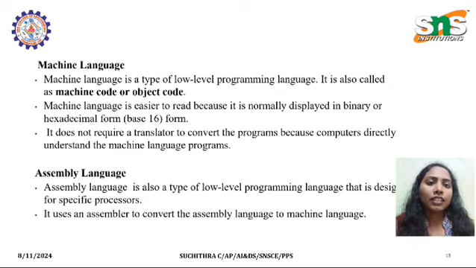Machine language is a type of low level programming language. It is also called machine code or object code. Machine language is normally displayed in a binary or hexadecimal form. It does not require a translator to convert the program because the computer directly understands machine language programs.